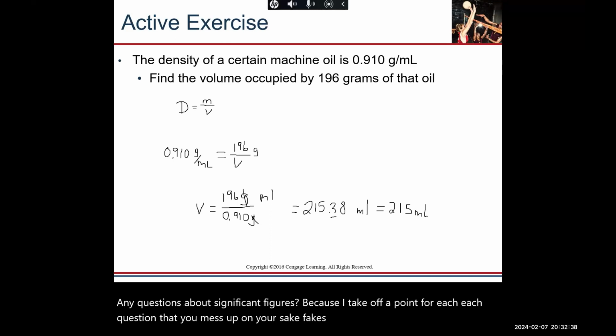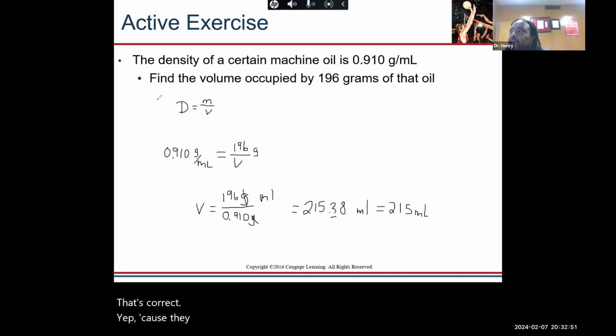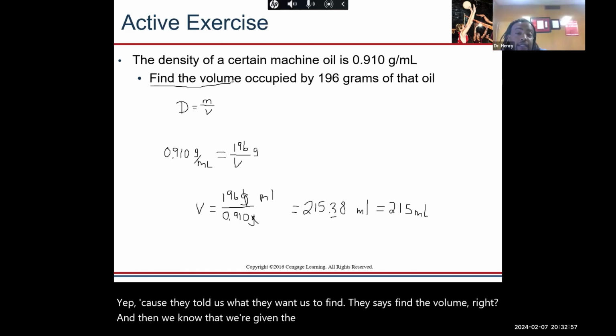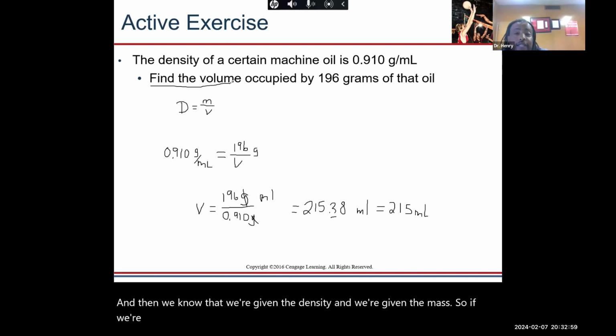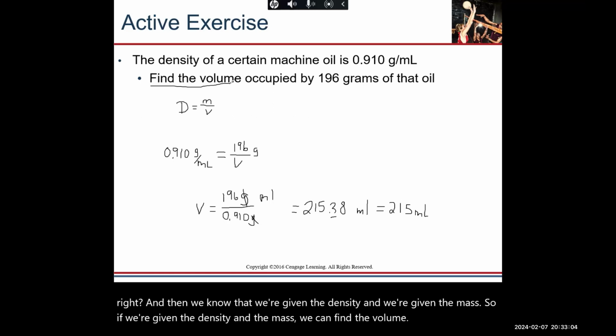I have a question. Yes. So basically, for the second problem, we're just finding the volume. That's correct, because it told us what they want us to find. It says find the volume, right? And we know that we're given the density and we're given the mass. So if we're given the density and the mass, we can find the volume. Okay, that's all for now.